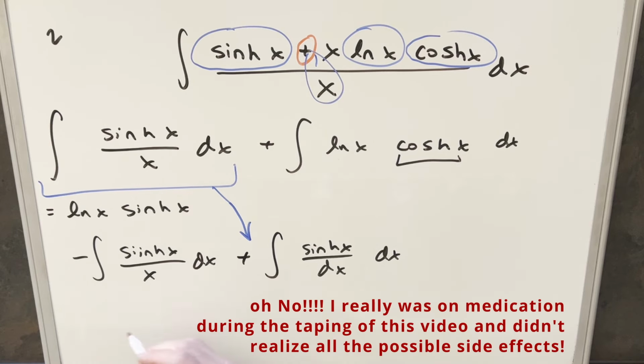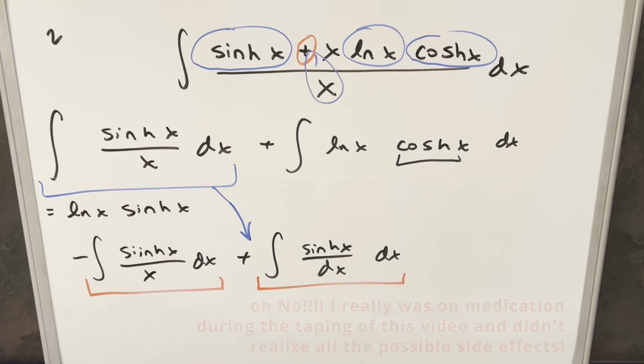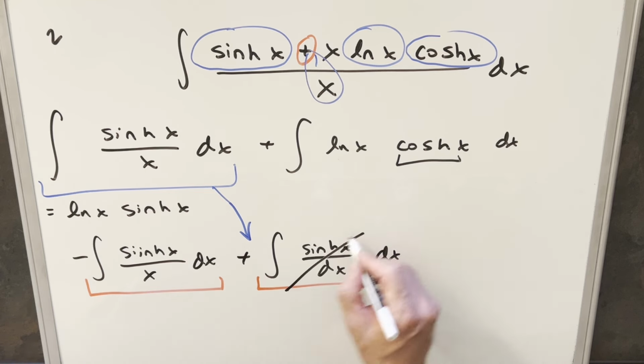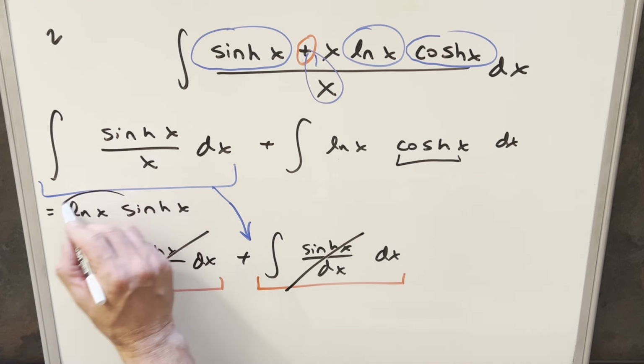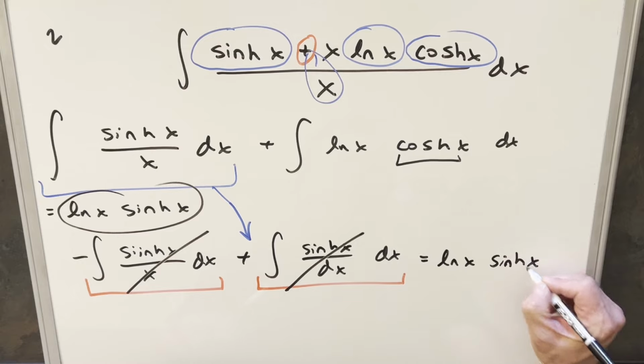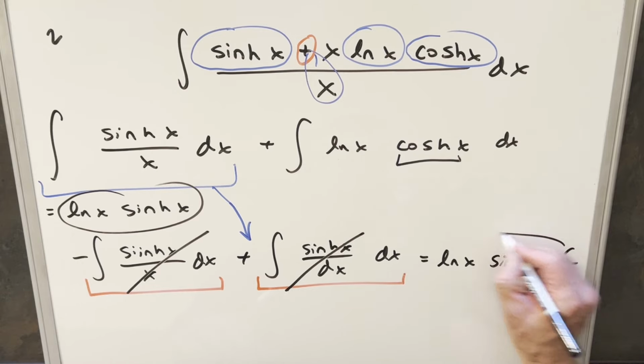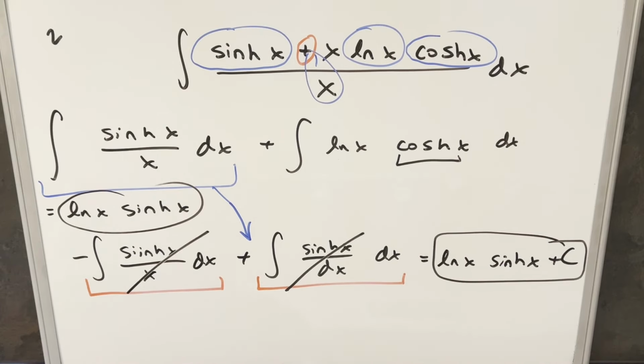But then what do we notice? This integral here is identical to this integral here, if you just ignore the spelling mistake. And so what we can do is cancel this one with this one, and we're just left with this. And so for my final solution to this, we just have natural log x sinh x plus c, and that's it. Okay, so that's a really quick one from the Florida Integration Bee.